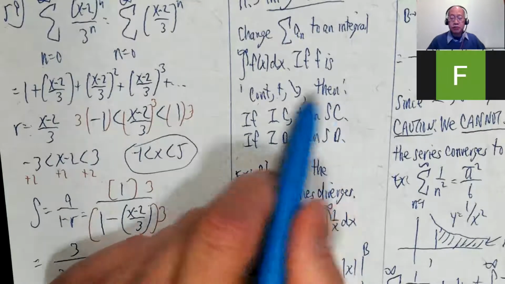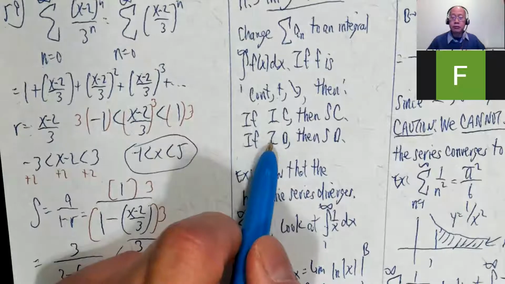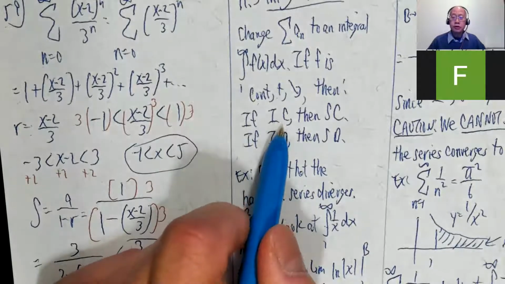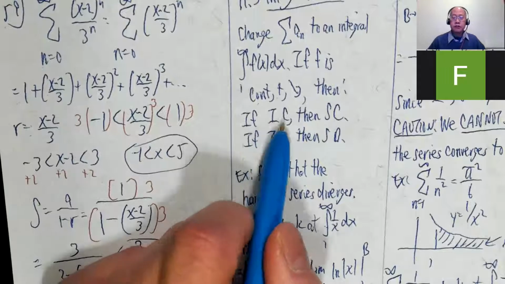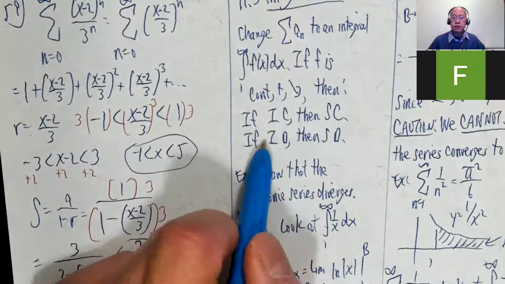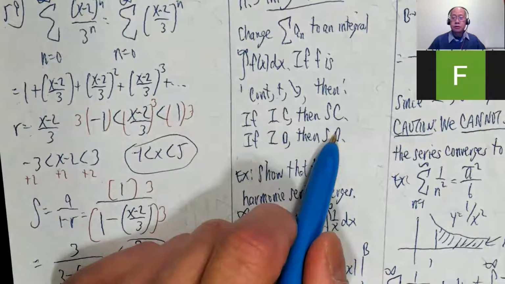So you may use this abbreviation on all of the things that you do for me. So quiz, you can do that. Homework, you can do that. Test, you can do that. Final exam, you can do that. It means integral converges, series converges, integral diverges, series diverges. Okay.